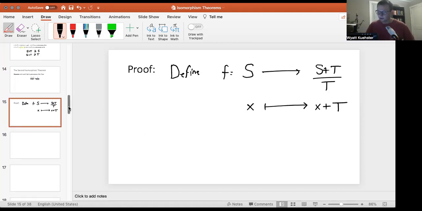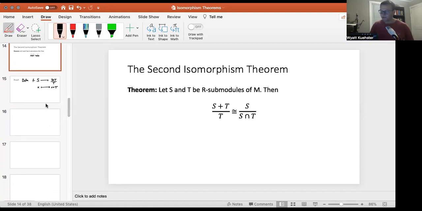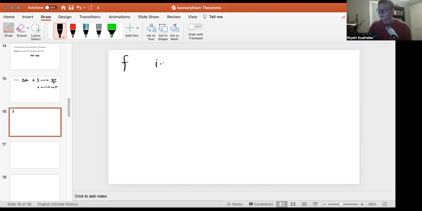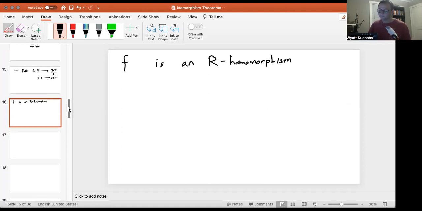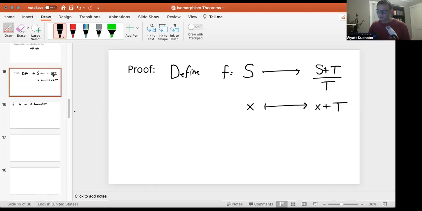Okay, so in order for me to show this isomorphism using the first isomorphism theorem, I'm going to need to show a couple of things. The first thing I need to show is that the kernel of this map is S intersect T. I guess I'm not going to do that first. The first thing I need to show is that this is an R module homomorphism. So I need to show F is an R module homomorphism, or R homomorphism for short. And the second thing I need to show is that it's surjective.